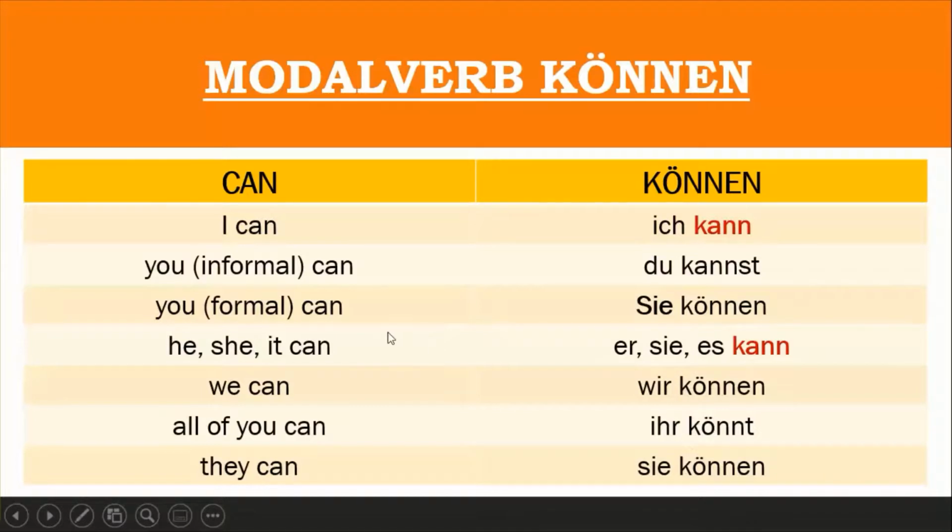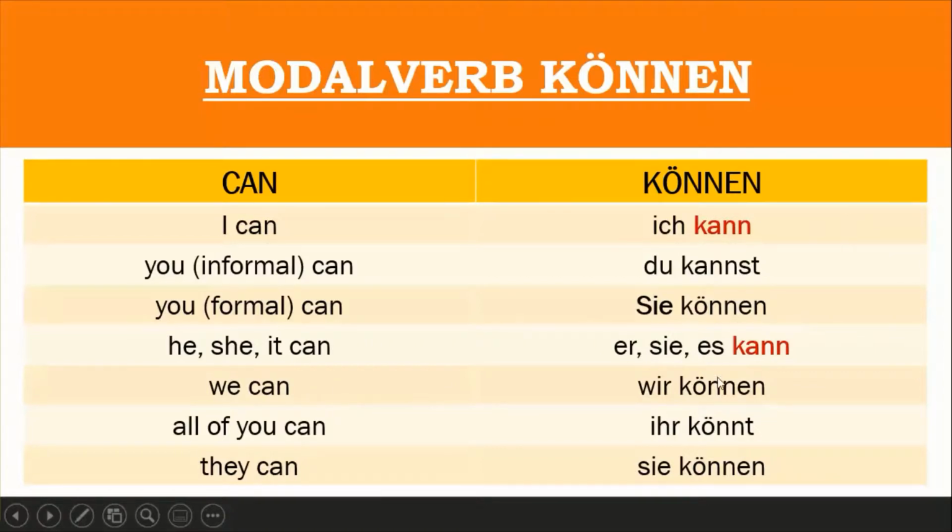Then he, she, it can is er, sie, es kann. And here you can see the irregularity in this verb. The form of the conjugation is the same as the form of the conjugation for ich. So er, sie, es kann.